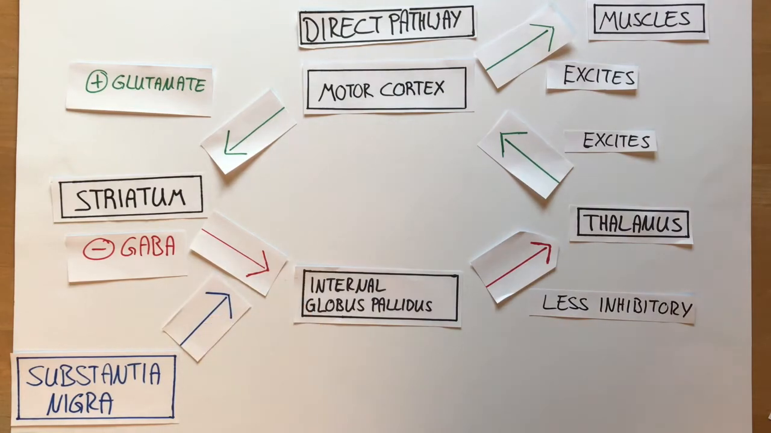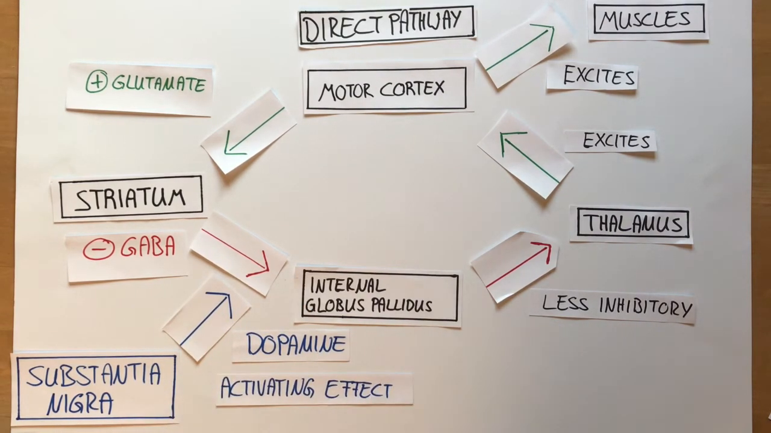The substantia nigra has an effect on the neurons between the striatum and the internal globus pallidus. Through the release of dopamine, it has an activating effect on the inhibition of the internal globus pallidus.